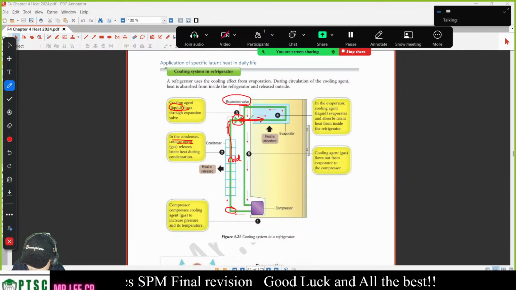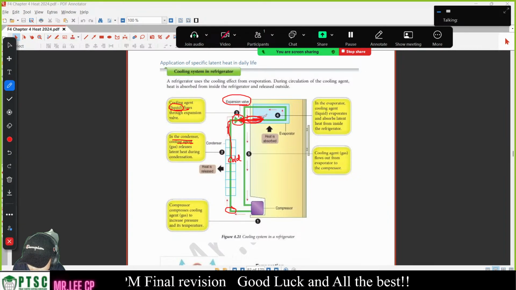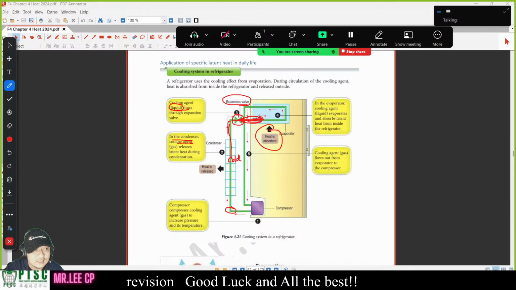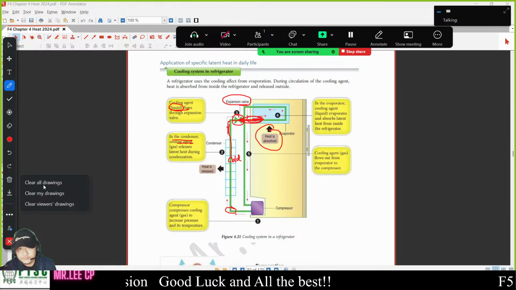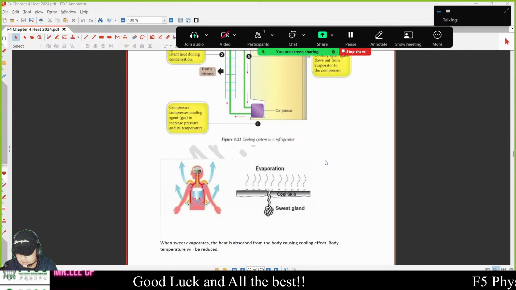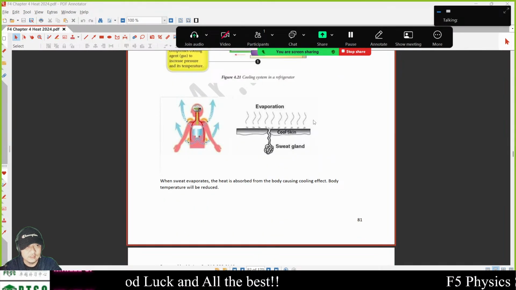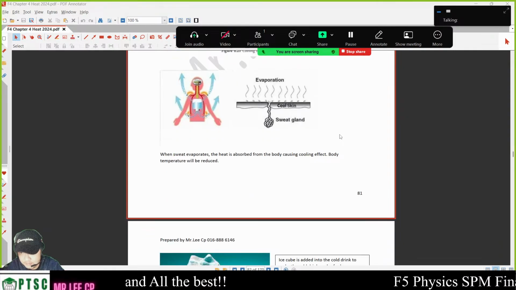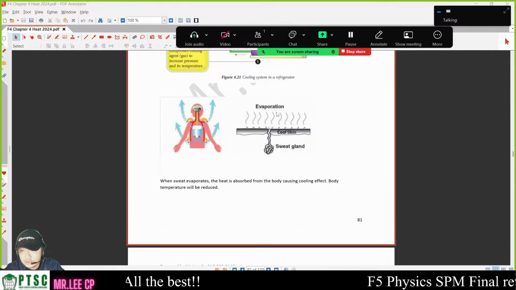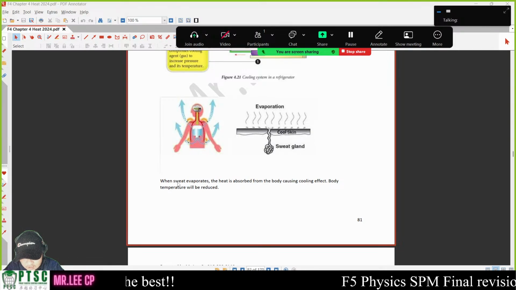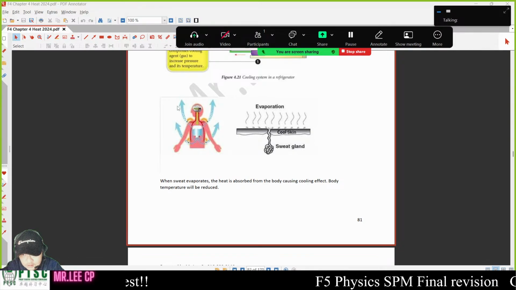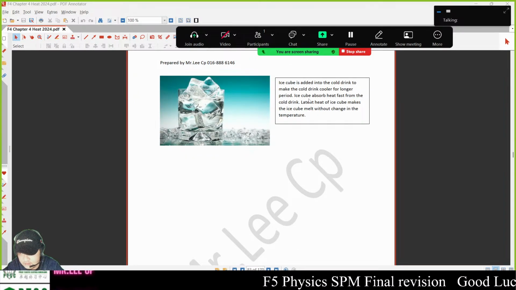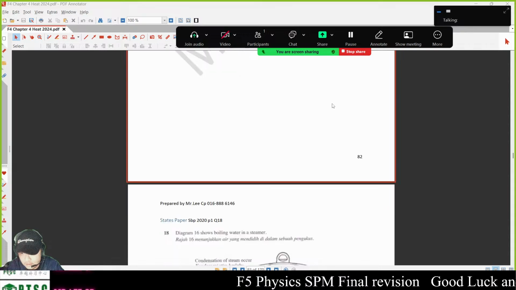So this one is liquid already, and this liquid absorbs heat again. Heat is absorbed, so this process keeps on repeating, to cool down the meat in the refrigerator. Evaporation of sweat is also latent heat. The ice, cold ice, you can also relate to latent heat. Okay, you need to know.